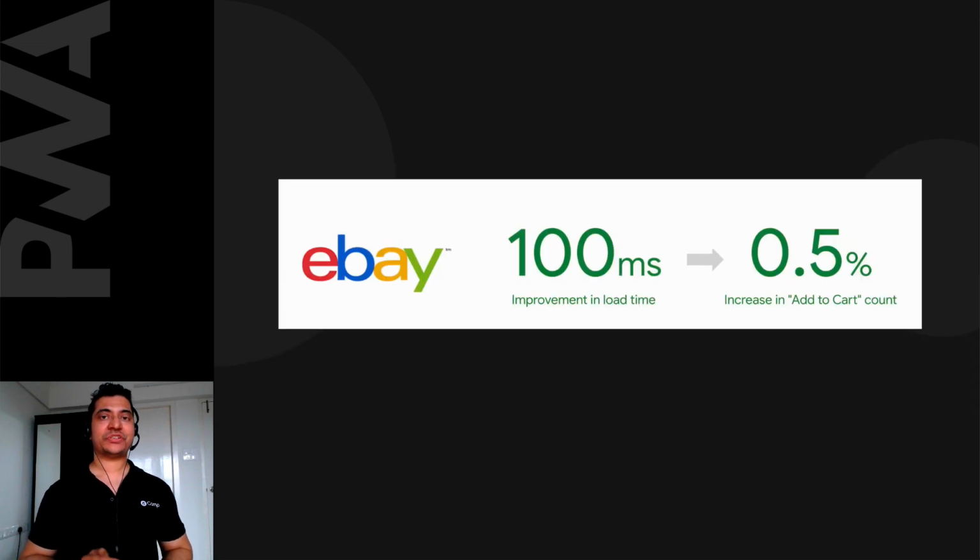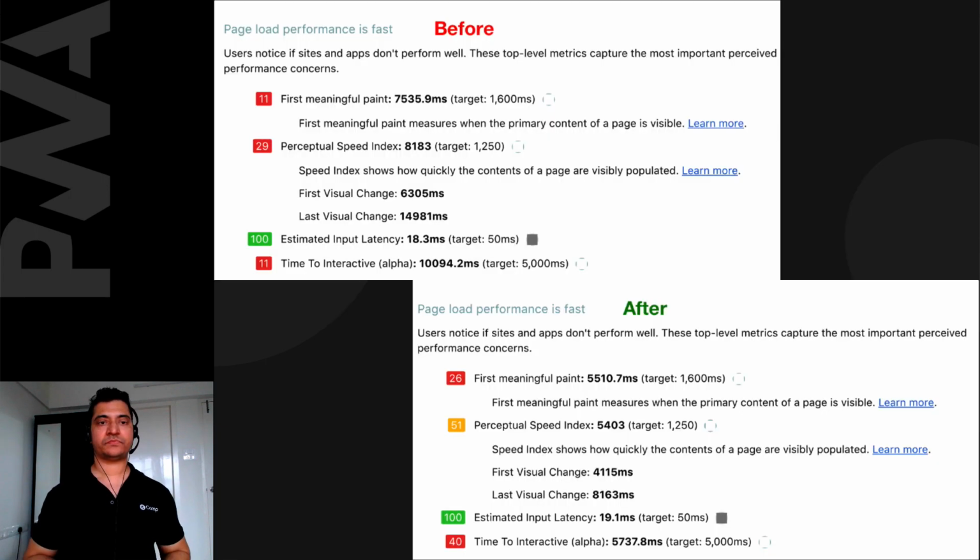It'll be interesting for you to know that eBay made speed a company objective for 2019. They use techniques like performance budget, critical path optimization, and predictive prefetching. What's exciting is that they concluded that for every 100 milliseconds improvement in search page loading time, add to cart count increased by 0.5%, which is a great thing for a business.